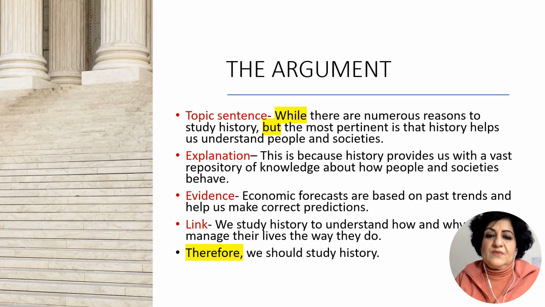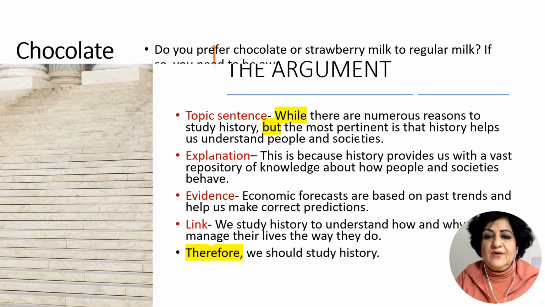So now let's look at it. Topic sentence: While there are numerous reasons to study history, the most pertinent is that history helps us understand people and societies. Explanation of this topic: This is because history provides us with a vast repository of knowledge about how people and societies behave. The evidence: Economic forecasts are based on past trends and help us make correct predictions. We study history to understand how and why people manage their lives the way they do. Therefore, we should study history. So we are linking it up. Of course, you can add your own examples and evidence and make it more engaging.